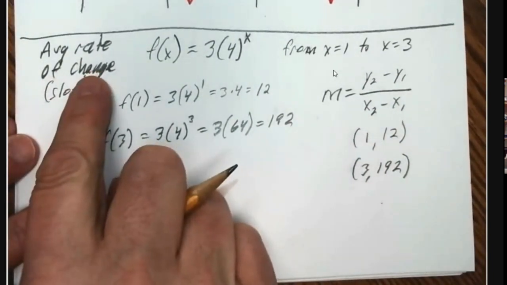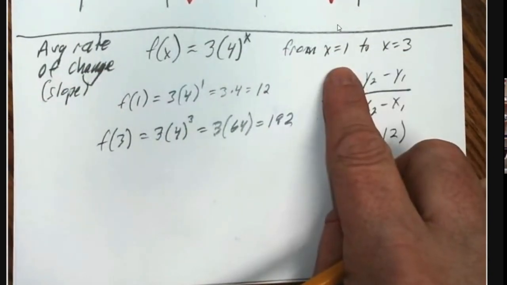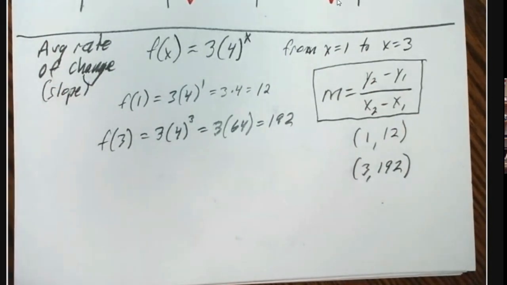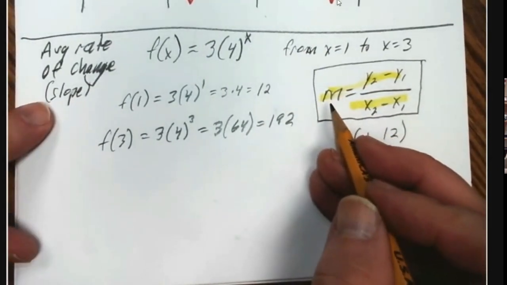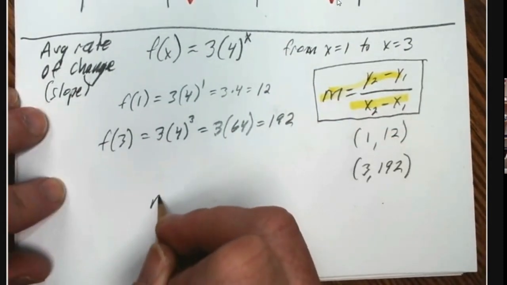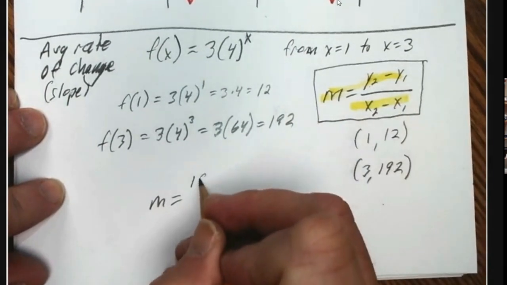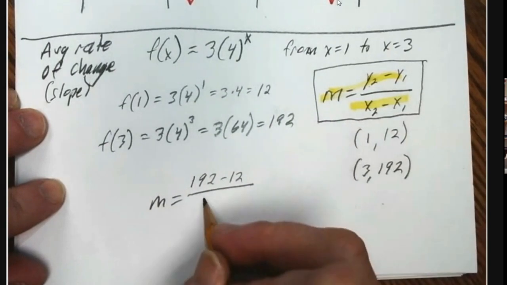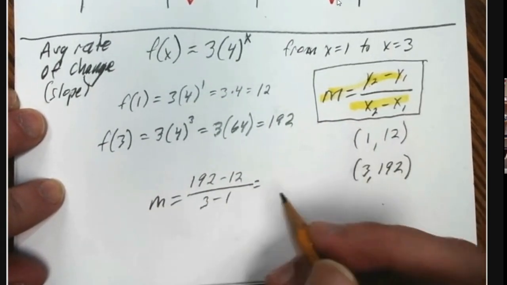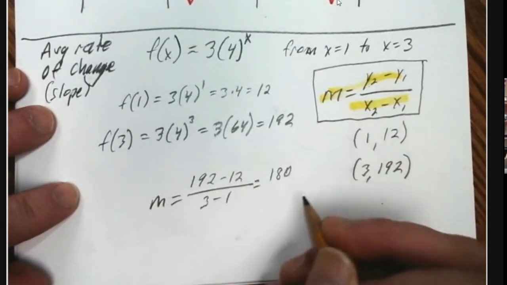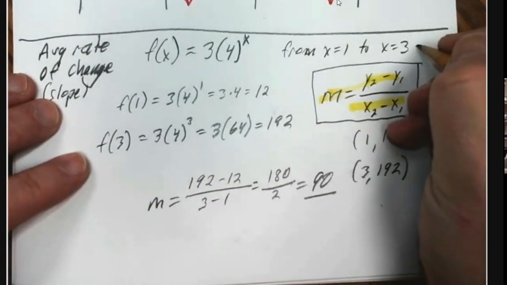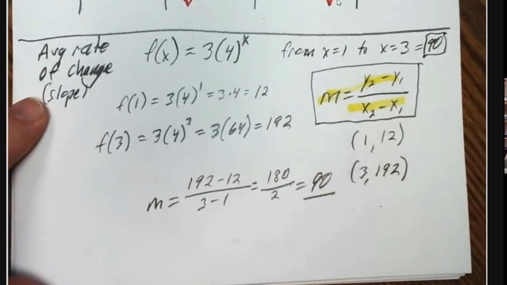And it's asking for the average rate of change between those 2 points, from x equals 1 to x equals 3. Well, let's use this formula. If you don't have that memorized, that's good for your notes as well. I'll highlight that. So slope, remember m is slope, average rate of change. m equals y2, what's the second one? 192. Minus y1, what's the first y? 12. Divided by the second x, 3, minus the first one, 1. 192 minus 12, we can see that's 180. Divided by 3 minus 1, which is 2. So the average rate of change is 90. That's our answer.